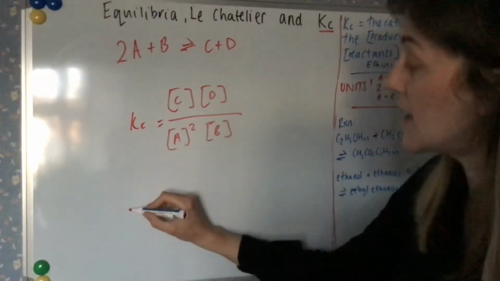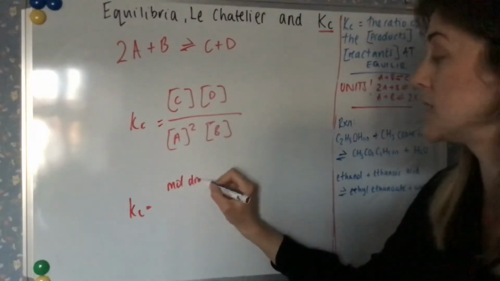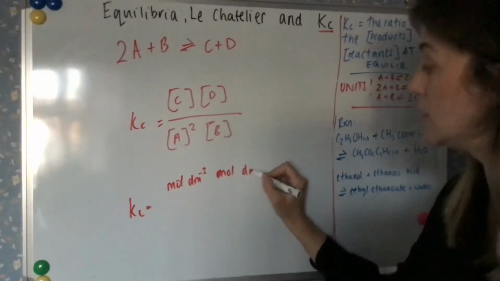Now we'll work out the units. Moles per decimetre cubed. It takes ages to write it all out, but it is worth doing so that you don't get it wrong.